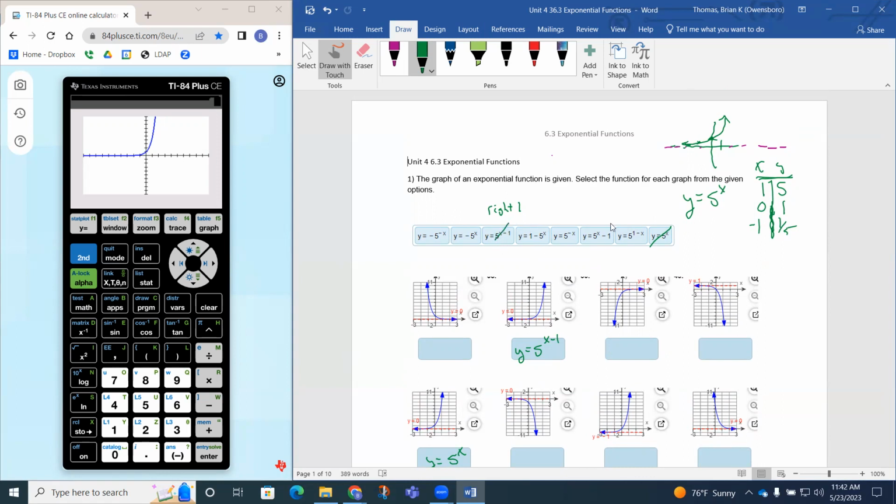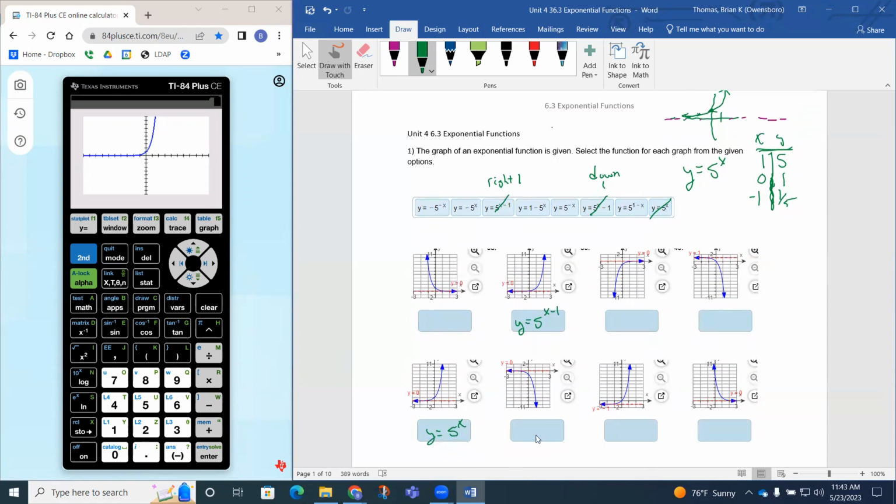The other one I'm seeing as easy to do is this 5 to the x minus 1. That means since this is on the outside, the graph went down 1. So the graph that went down 1, we already noticed was this one down here. Notice how the graph is still the same graph, but instead of being at 0, 1, it's now at 0, 0. But the key thing is noticing that it's now approaching y equals negative 1. So that means it shifted down 1. So y equals 5 to the x minus 1 would be this graph.